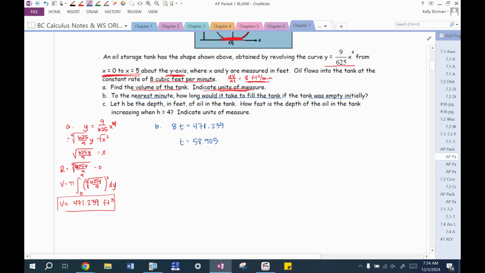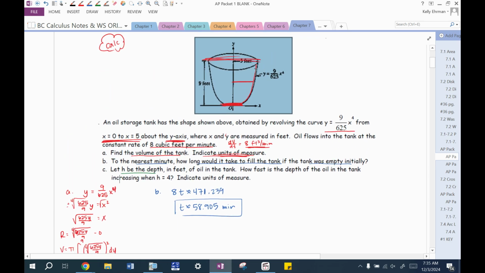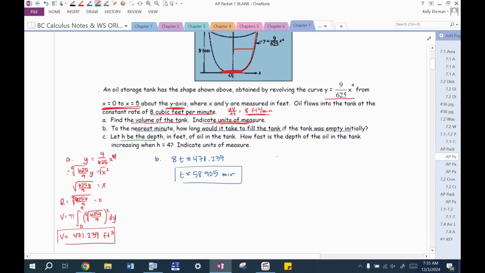I should have approximations here. What's the time on that? This was feet per minute, so that's how many minutes it would take. Okay, and then part C, let H be the depth in feet. So H is really just, instead of y, they're having this be H. So for part C, H is y, really. How fast is the depth of the oil in the tank increasing when H is 4?